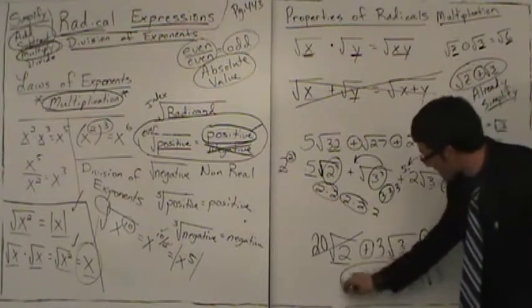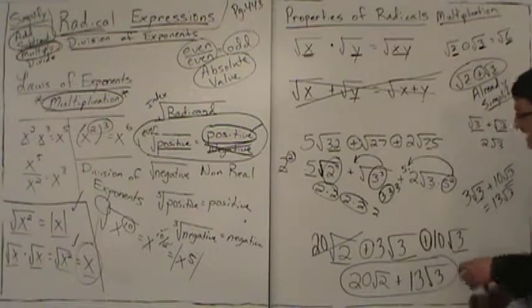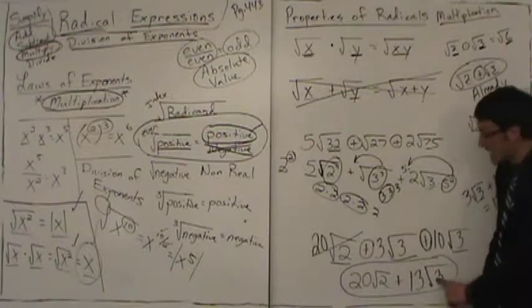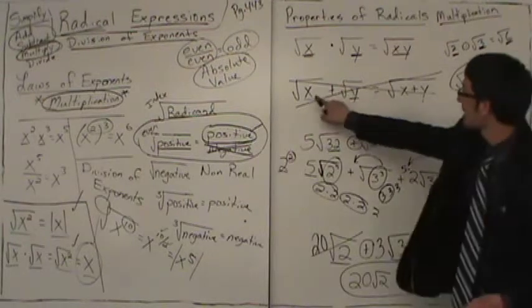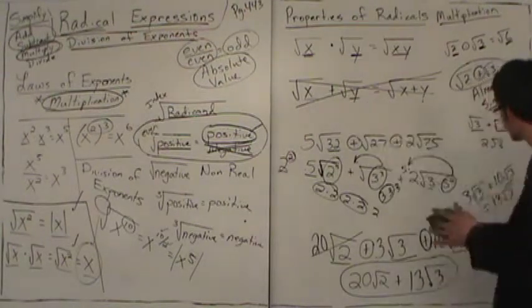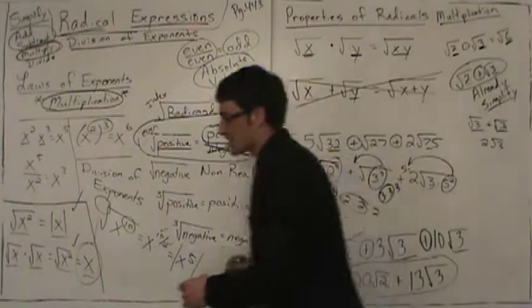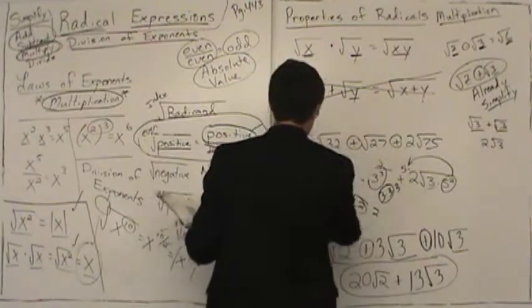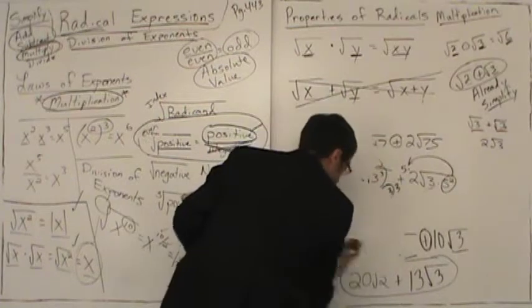And this is your final answer. This is fully simplified because we cannot add anymore. Can we add the root 2 to the root 3? Absolutely not. Remember that you cannot add your radicands together. Now, so next question. One more like this. Let's do one more example of addition.